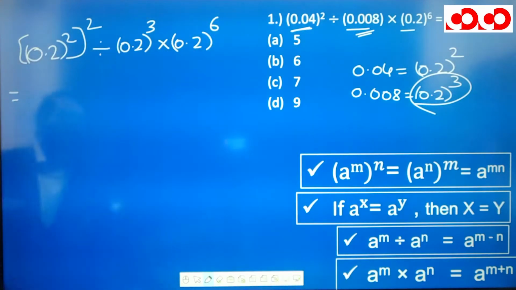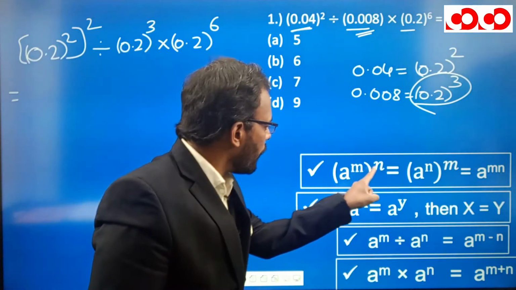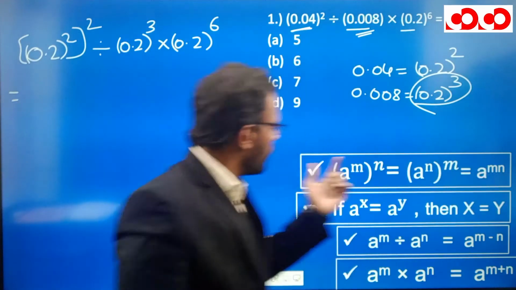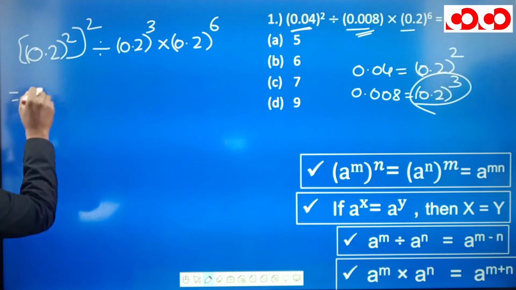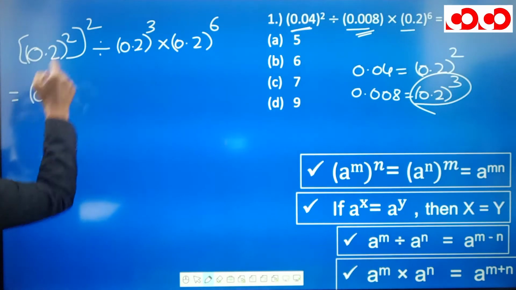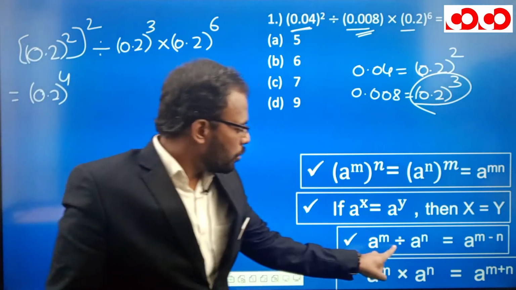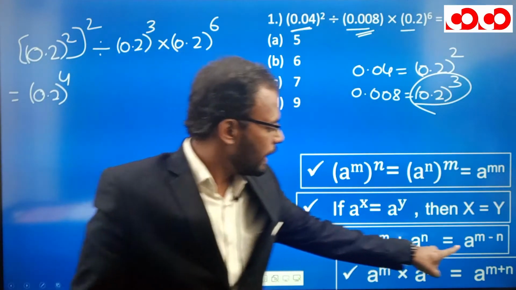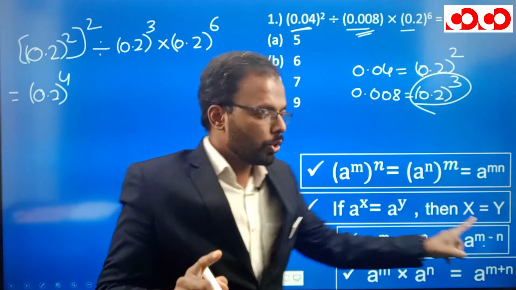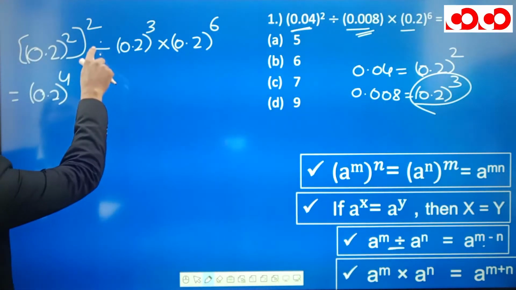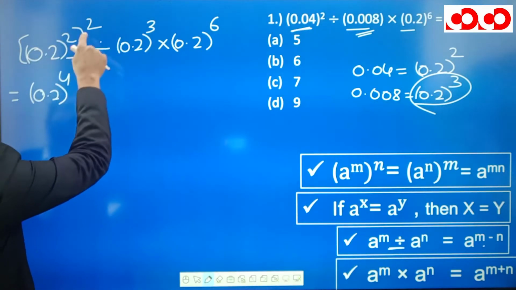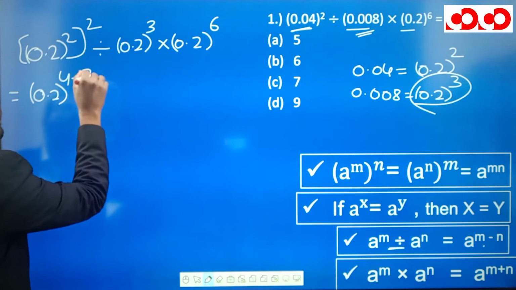Now if we try to solve it, we have seen that (a to the power m) to the power n is a to the power mn. So what we can write here is 0.2 whole to the power 2 into 2, which is 4. Now the next formula we can use: if there is a division sign, then the powers can be subtracted. So I can see this division sign and we have got this number 4, so the next number will be subtracted, minus 3.